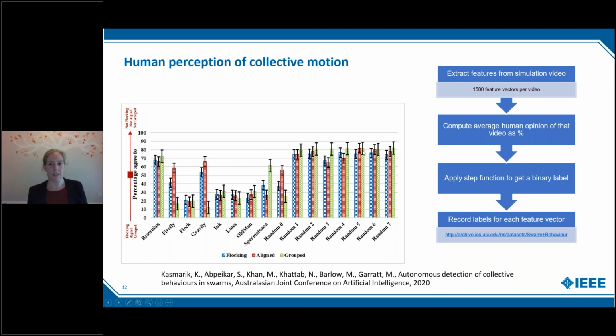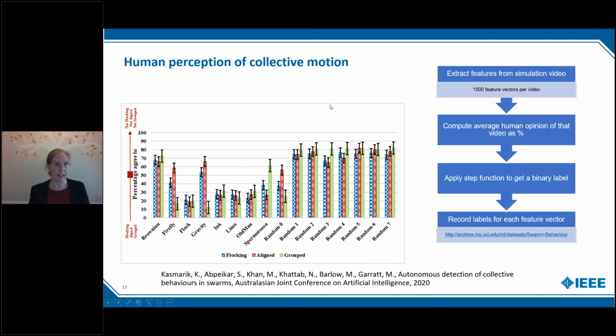The next thing we did with each of these values was to apply a step function, and that gave us a binary label. And we could apply that binary label to every set of features that we extracted from the video. That data set is actually available on the UCI repository. Essentially there are 16 different behaviors, each with 1,500 features per video, and they're all labeled with the average human opinion of whether it was flocking, grouped, or aligned.